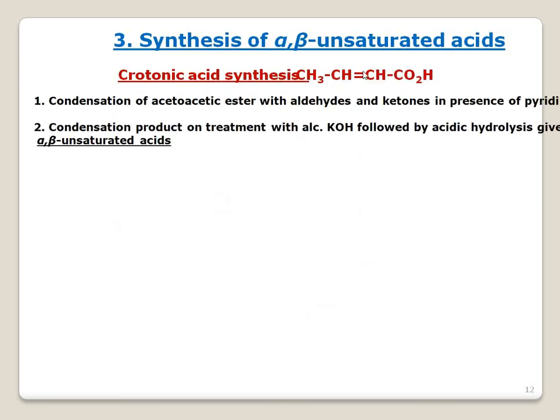Next is the synthesis of alpha beta unsaturated acid. How is this done? So this is a functional group. The functional group attached carbon is called the alpha carbon. This is the beta carbon. This is the gamma carbon. Like that. So alpha beta, the double bond is between the alpha and beta carbon. So that is why it is called alpha beta unsaturated acid.